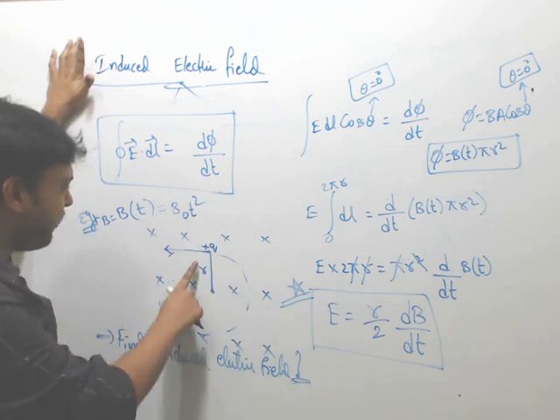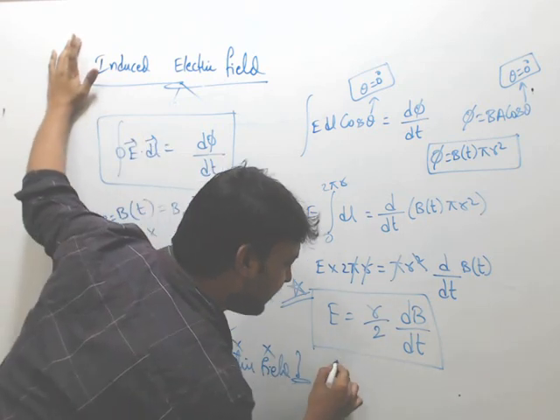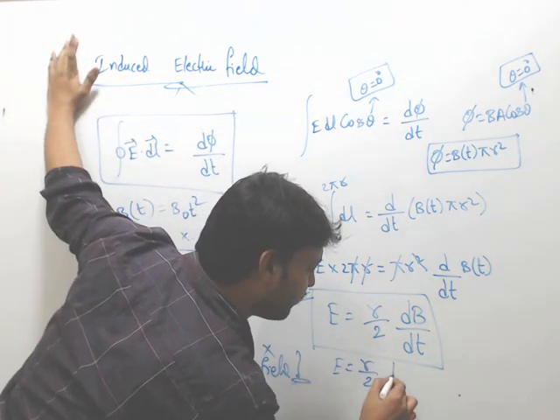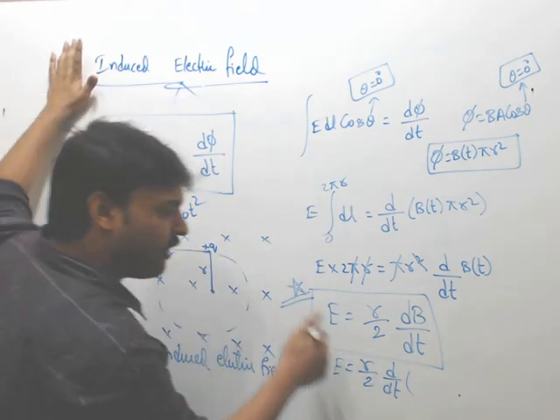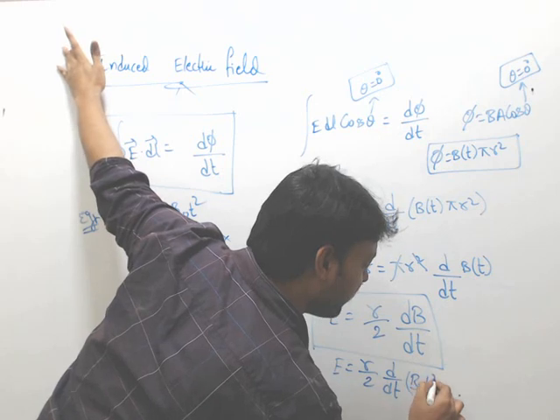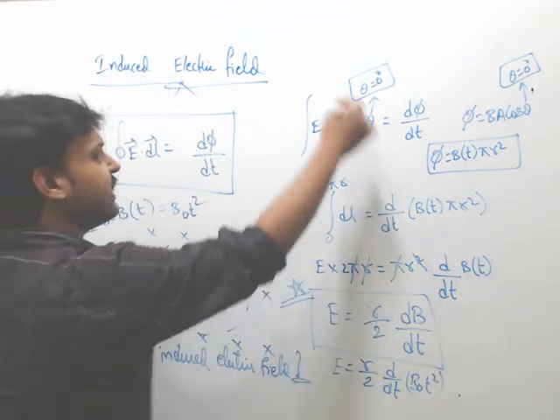B naught t square, and the remaining terms are the same. Find the induced electric field. What you have to do? E equals R by 2 d by dt of the magnetic field, B naught into t square. You have to differentiate B naught t square. Differentiate that, what you will get?